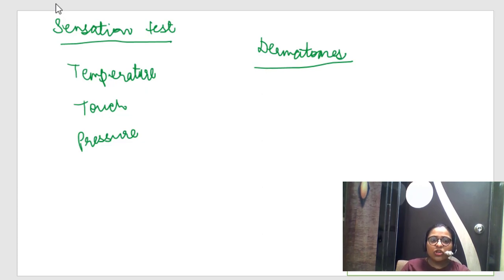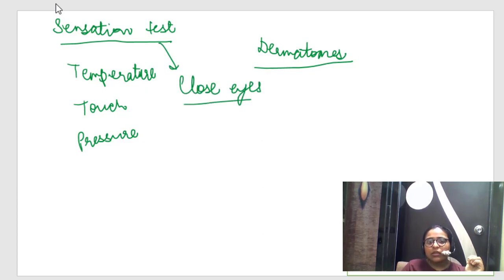The same goes for touch and pressure. You place a cotton swab on the different dermatomes, and you can check at which dermatome the patient's sensation is impaired, right? These sensations are checked with the patient's eyes closed, otherwise the patient can see, right? So that is why it is checked with the eyes closed.